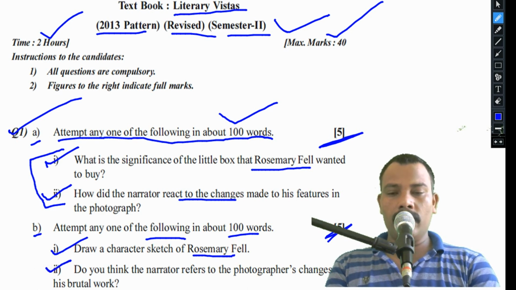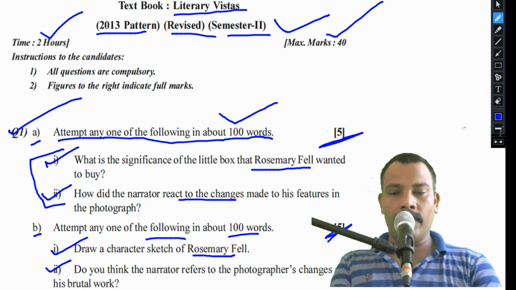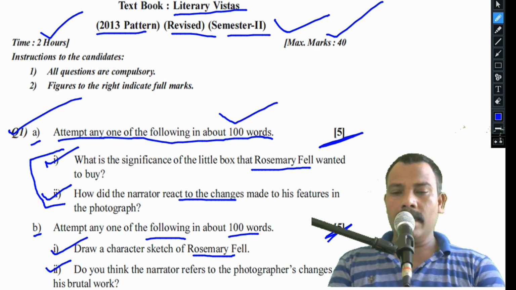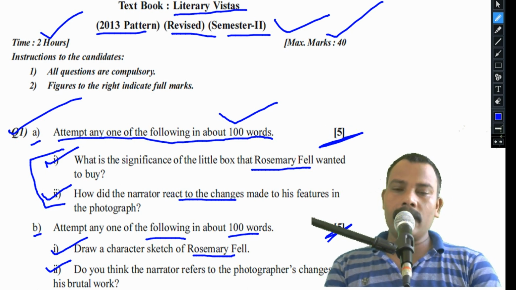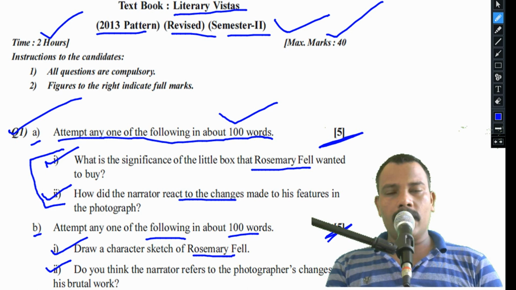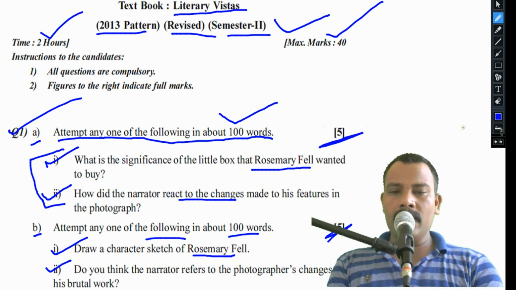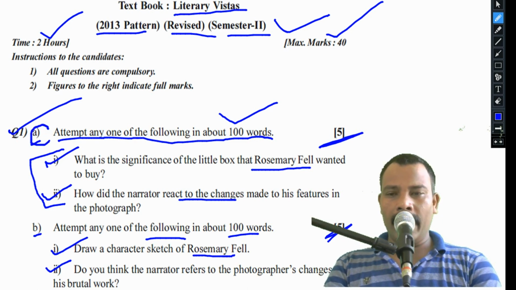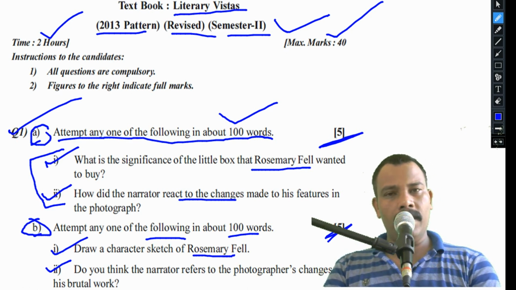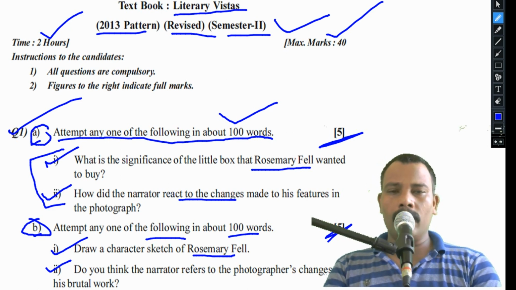The second one is: do you think the narrator refers to the photographer's changes as his brutal work? Again, this topic is based on the prose section, and the title is "With the Photographer". Dear students, you need to understand that question number 1A and 1B will both be asked on the prose section, that is "A Cup of Tea" and "With the Photographer".